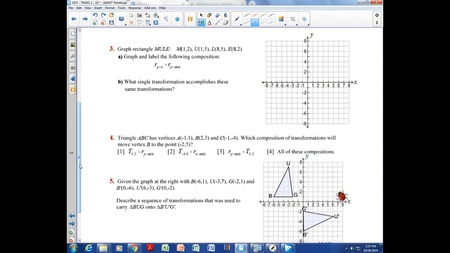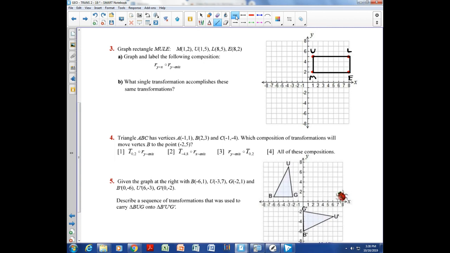So 1, 2, 1, 5, 8, 5, and 8, 2. And let's see, this was my M, this was the U, this is the L, and this was my E. And it says it's a rectangle, so I'm going to connect M, U, L, E. And there we go. So we did the given. It said graph rectangle MULE.